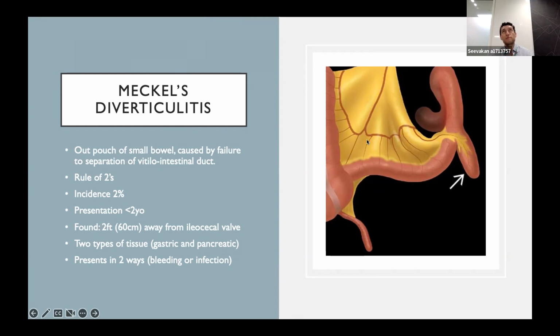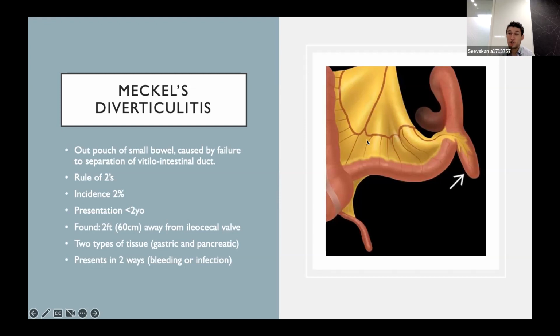The reason why I thought this would be helpful is occasionally it does come up in multi-choice as well as written exams. One of the key things to remember is that a lot of the things about Meckel's diverticulum follow the rule of twos. It's an incidence of 2%. It's twice as common in boys. Presentation is usually less than 2 years old. It's found 2 feet away from the ileocecal valve, so usually terminal or distal ileum.